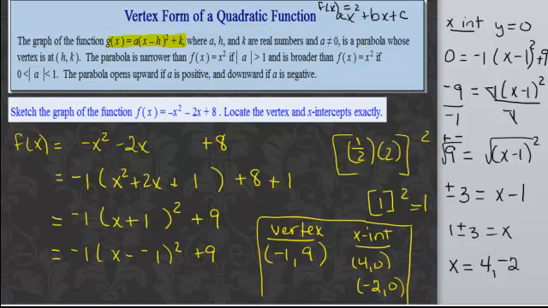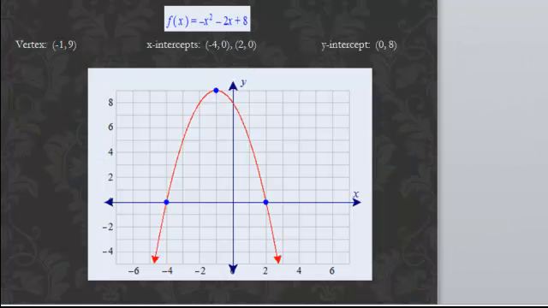Okay, we're going to transfer all of this information to the next page and then show you what the graph looks like. So our vertex was negative 1, 9. So here's negative 1, 9. There's the vertex. Our x-intercepts were negative 4, 0, and 2, 0. So we know that our parabola looks like this.